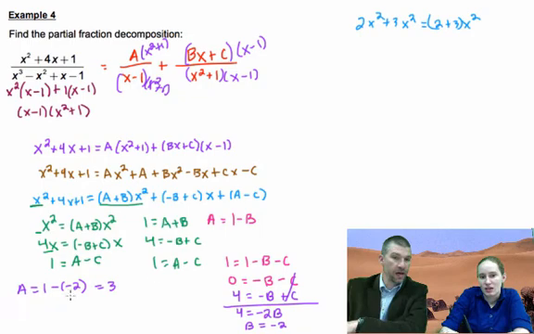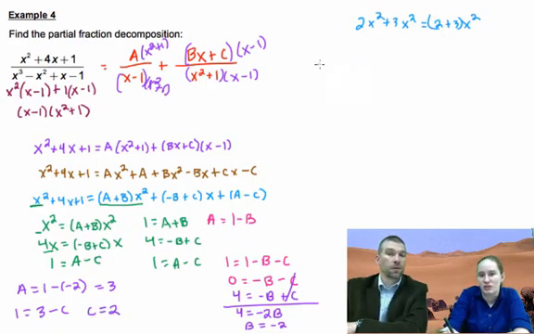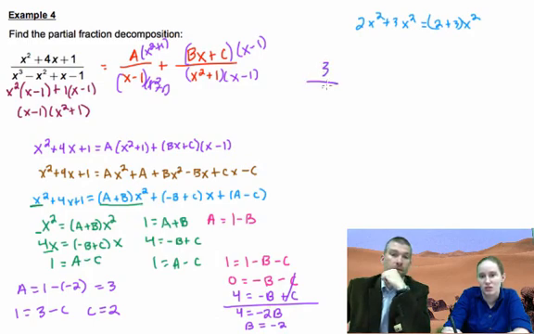And then you can go either direction here. Pick it for c. 1 equals a, which is 3, minus c. So you subtract the 3 over and get negative 2, and then divide by negative 1. So c equals 2. Okay, so then we just plug these back in up here. What was a? 3 over x minus 1 plus bx, which is negative 2x, plus c, which is 2.